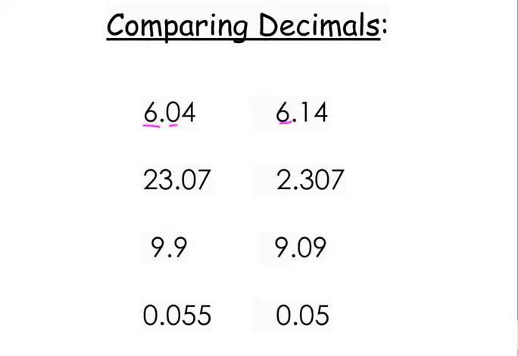So now we begin and compare the digits just to the right of the decimal. So we're going to compare the 0 tenths to 1 tenth. And in comparing those, we know 0 tenths is less than 1 tenth. So 6 and 4 hundredths is less than 6 and 14 hundredths.